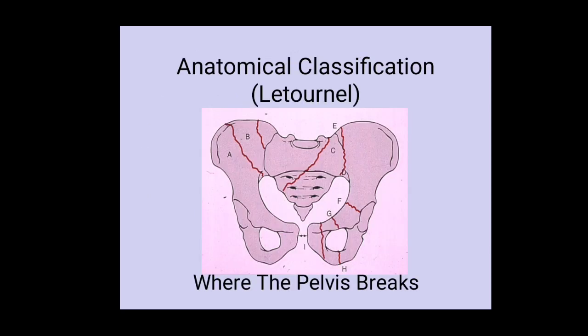On this slide, you can see the anatomical classification, a scheme which shows how the fracture can be broken. Note that the anterior part can be broken in the pubic symphysis, maybe a fracture of the superior or inferior pubic rami, or a fracture through the acetabulum. In the posterior part, there can be a sacroiliac junction injury and an oblique fracture of the sacrum.